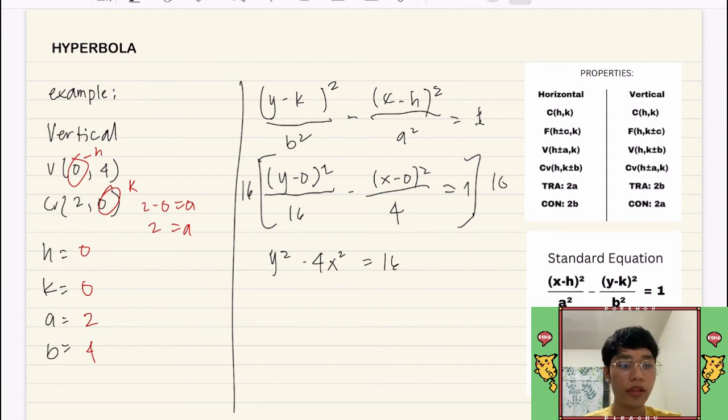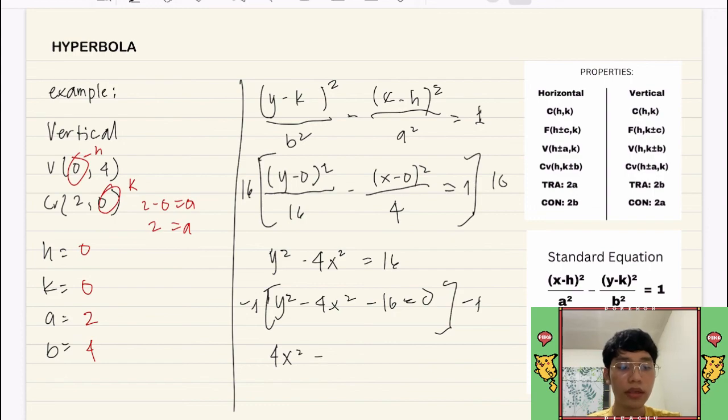Transpose 16 to the other side. We now have y squared minus 4x squared minus 16 equals 0. So in order to arrange, multiply both sides again by negative 1. So we now have 4x squared minus y squared plus 16 equals 0 as your general equation.